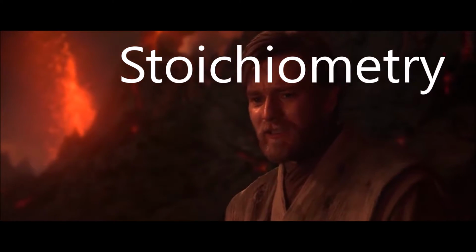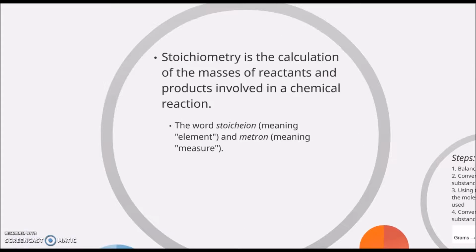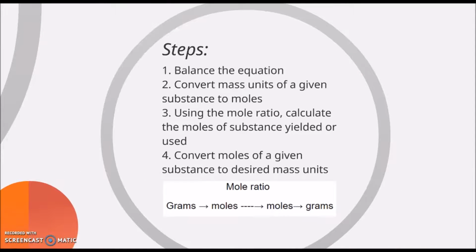I loved you! So, basically, stoichiometry is the calculation of the relationship between certain molecules in a reaction. To give a little background, the name comes from the roots stoichion, meaning element, and metron, meaning measure. Here are the 4 steps in order to do stoichiometry.